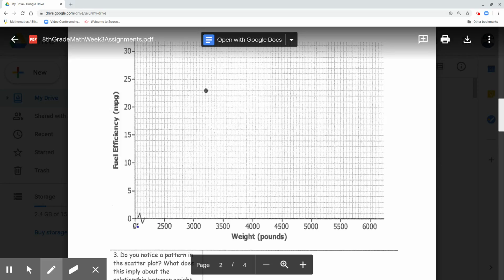You guys, when you're looking at the graph, you might notice that we have this jagged line here. The jagged line represents that you did not start at 0. It means you skipped some amount of numbers between 0 and where you're at. So keep that in mind. You're entirely allowed to do that on a scatter plot.